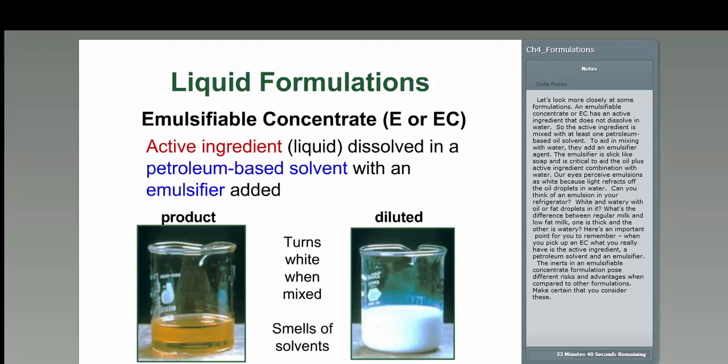Can you think of an emulsion in your refrigerator? White and watery with oil or fat droplets in it? What's the difference between regular milk and low-fat milk? One is thick and the other is watery. Here's an important point for you to remember. When you pick up an EC, what you really have is the active ingredient, a petroleum solvent, and an emulsifier. The inerts in an emulsifiable concentrate formulation pose different risks and advantages when compared to other formulations. Make certain that you consider these.